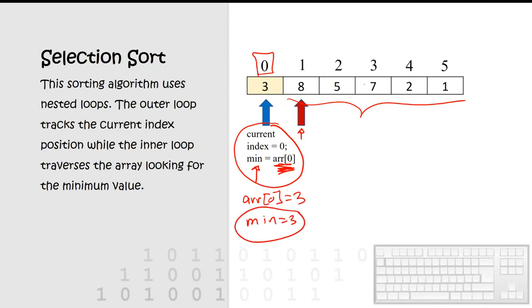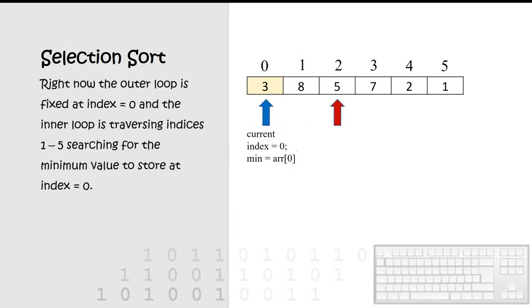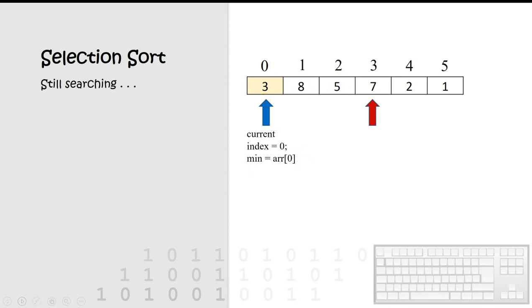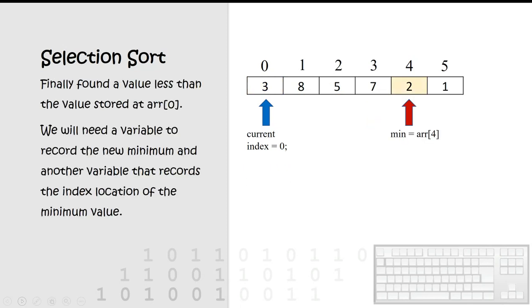And as it traverses the array, it'll say, okay, at index 1 is 8. Is 8 less than 3? No, keep going until it finds something less than 3. You see we've moved on. We still have that the minimum is stored at index 0. It is searching each and every index, and it's comparing each value to the current minimum, which is 3. We get to index 3, it stores 7. That is still not less than 3. We get to index 4, which stores 2, and that is less than 3.